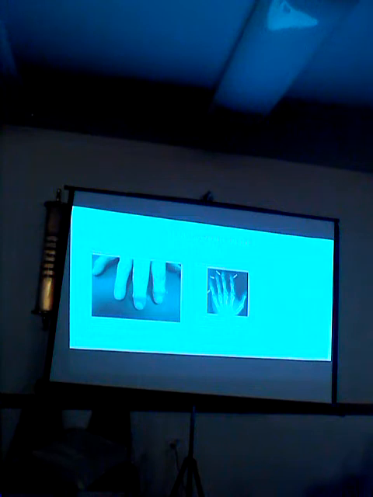And this is just what you might see in very severe cases on x-ray. You see kind of like a loss of joint space and deviation of the bones.